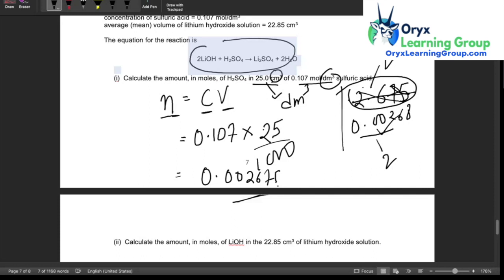So would the answer be what we got before times 2 because they're in a 2-to-1 ratio? Correct. That's right. Okay. So you can see here, in the equation we can see lithium hydroxide and sulfuric acid. They are in a ratio of 2:1, right? And you already got the number of moles of sulfuric acid, which is 0.002675. So you can multiply it by 2, and that will be the answer for moles of LiOH. So when you multiply it by 2, how much do you get?